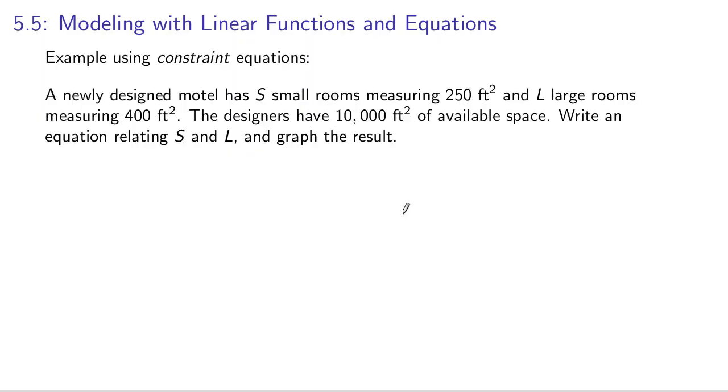Now let's talk a little bit about a constraint equation and do an example. A constraint equation is one that constrains some model. So in this model, we're going to talk about a motel. A newly designed motel has S small rooms, which measure 250 square feet, and L large rooms, which measure 400 square feet. The designers have 10,000 square feet of available space for rooms.